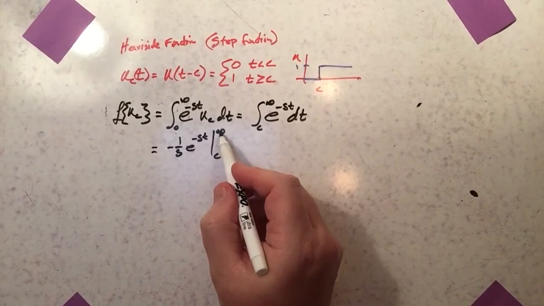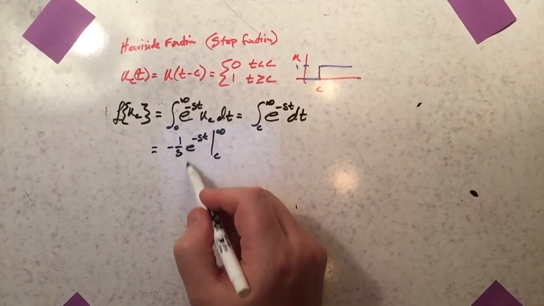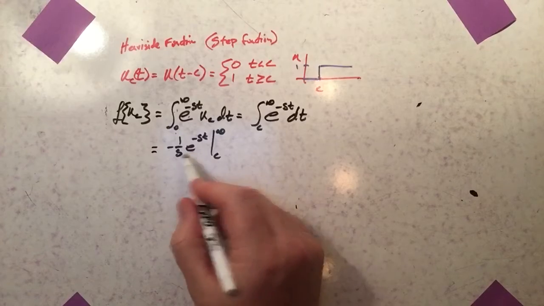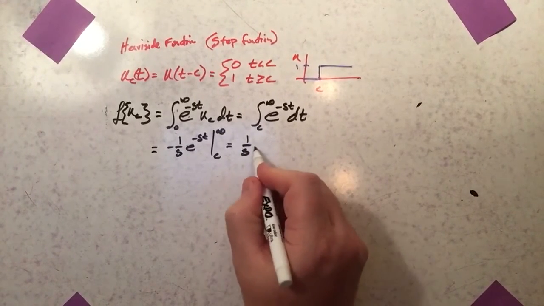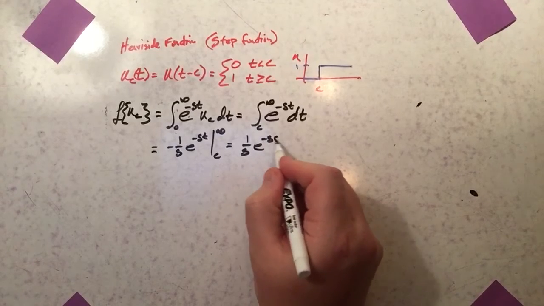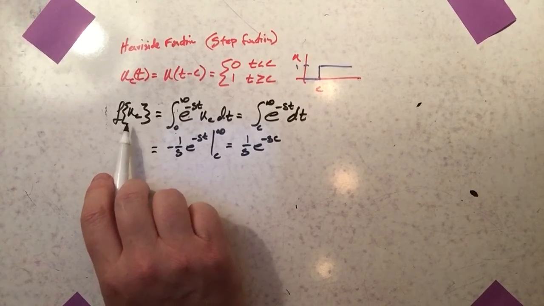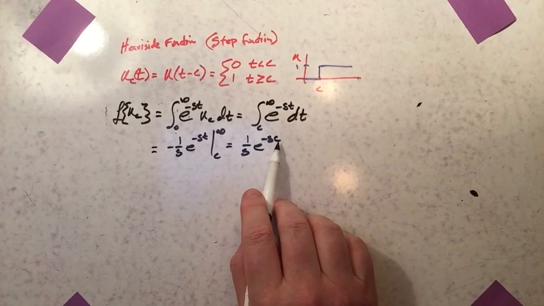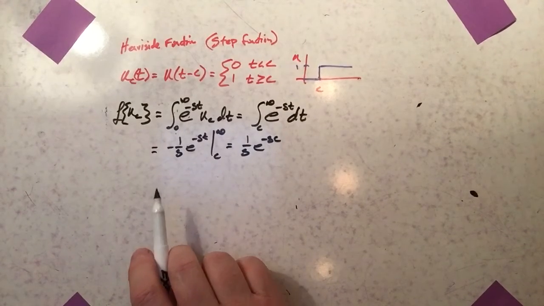When I plug the upper limit, infinity, into this, because this is going to be a huge number in the denominator, it'll go to 0. And then minus, when I plug the lower limit in, it's going to be negative of that. So it's 1 over s e to the negative sc. So there it is. The Laplace transform of the Heaviside function is 1 over s e to the negative sc, where c represents how we're defining the starting point of the Heaviside function.